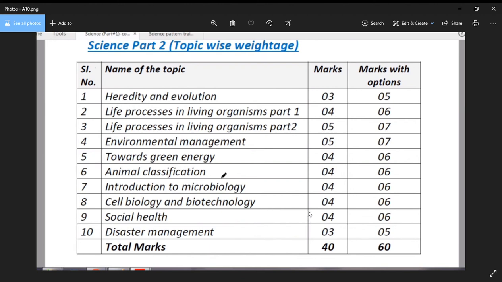This is all about the evaluation of science part first and science part second, that is, the science and technology paper of Science 10.